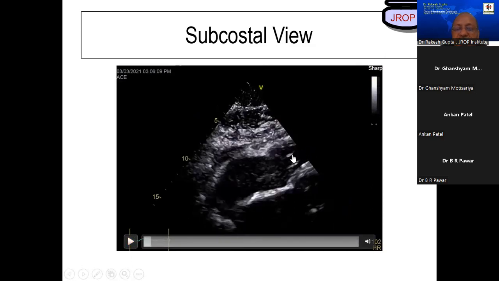So this is the opening of the tricuspid valve seen over here. Almost this is the mid segment. You can measure this RV free wall thickness from this point to this point.